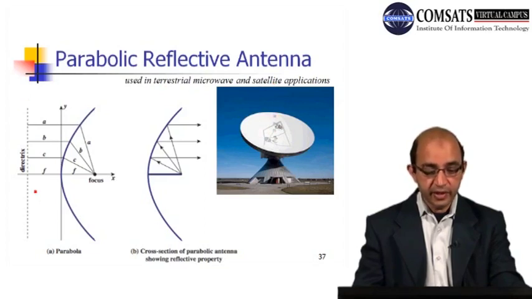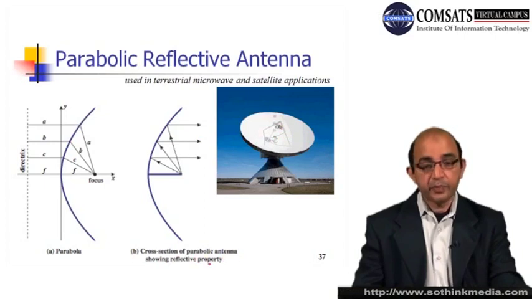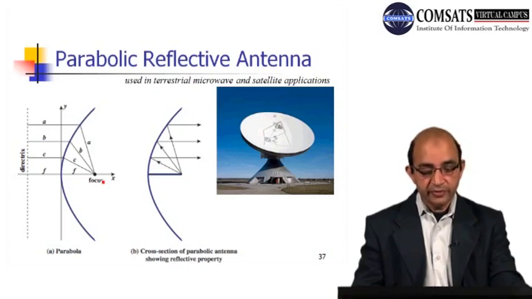Here you can see that we have a parabola. This is the focus. If I flip it, it can be like this, and here we have a focus. Then we have a cross section of a parabolic antenna showing the reflective pattern. You can see how the radiations are being reflected.